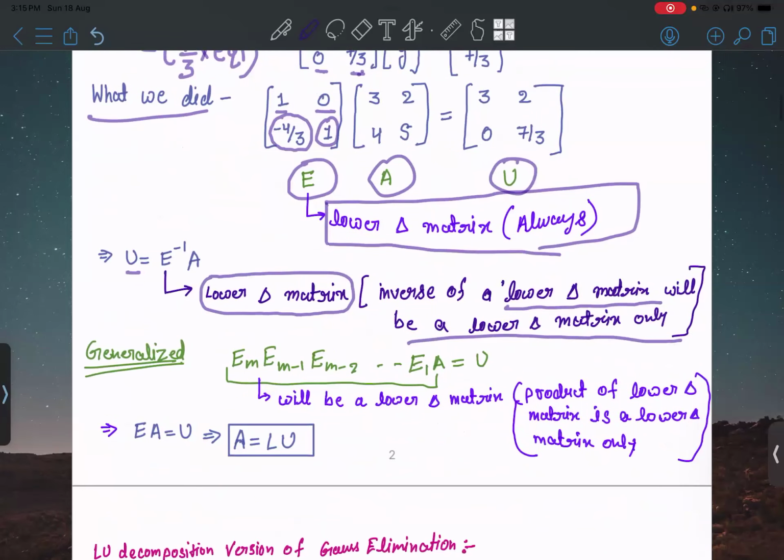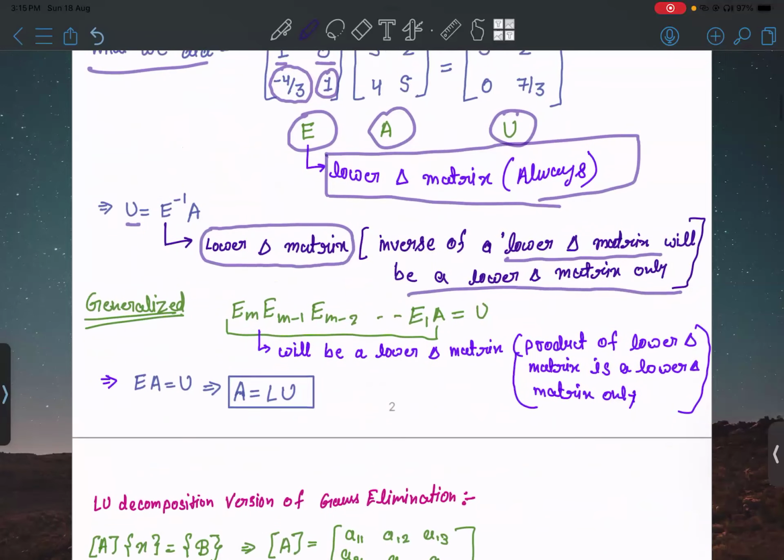Similarly, if I write it in a generalized sense, this elimination is done by multiplying many elementary matrices. Suppose first I take the first row, first element as a pivot, then the second row, second element as a pivot, then the third row, third element.